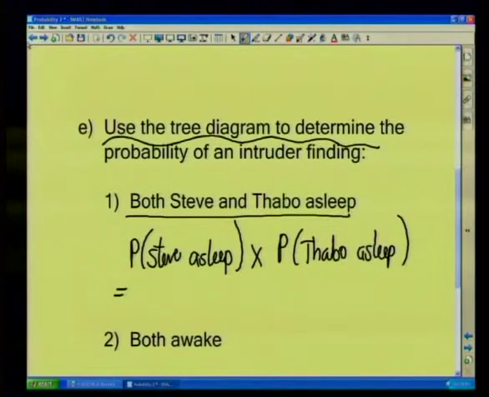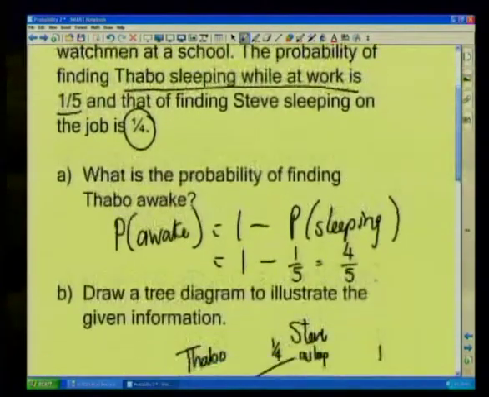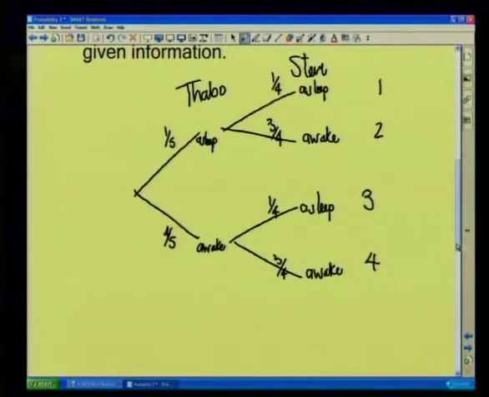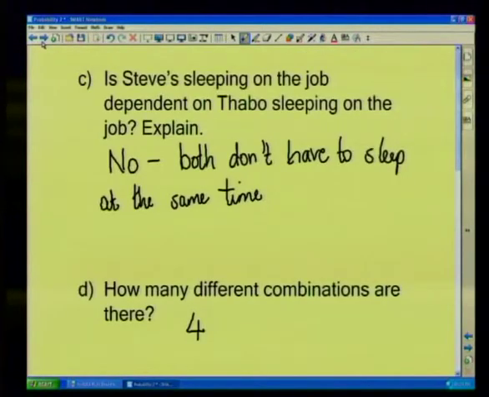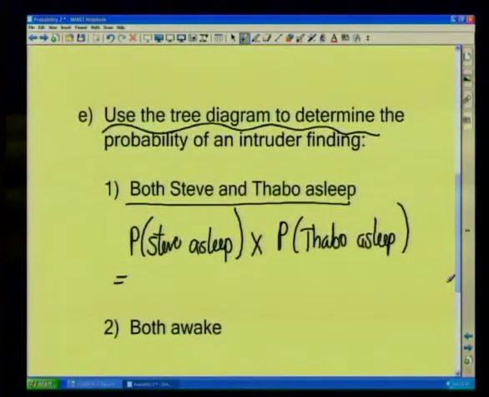Okay, so going back. Steve being asleep was a quarter and Tabo being asleep is a fifth. So it would be a fifth times a quarter, or a quarter times a fifth. It doesn't really matter which way around you write it, because you are multiplying, and if I'm multiplying, I times my numerators together and my denominators together, and so it's 1/20th of a chance, which is reasonably low. So 1/20th of the chance that they'll both be asleep.